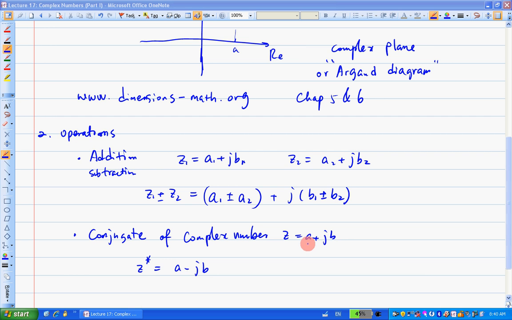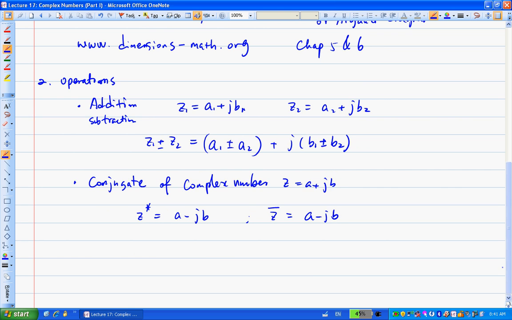So the real part's not changing. The imaginary part changes into negative. Okay? That's the conjugate. So sometimes the notation is also Z with a bar on the head. So that's another way of writing a conjugate. Okay. So those are the operations, simple versions. We'll talk about the multiplications later. Okay. And let's finish the conjugate first, and then I'll ask you a question.